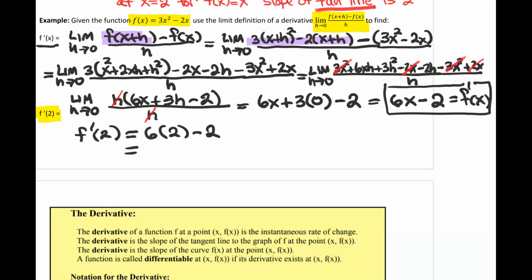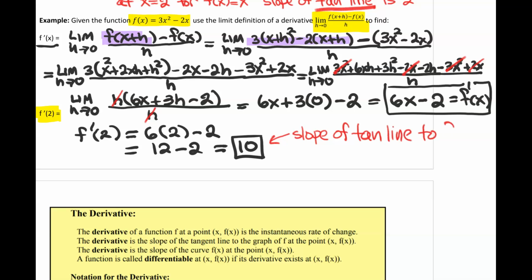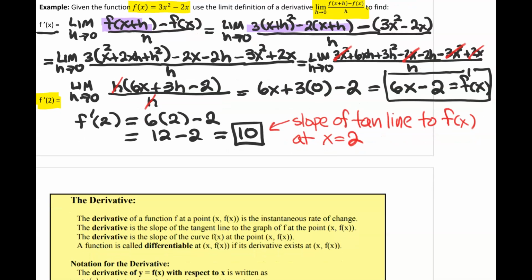So here's what I end up with. 12 minus 2. I end up with my derivative at 2 is 10. So what this right here tells me, this 10, is the slope of the tangent line to my function at the x value of 2. Okay? Also known as the derivative of the function at 2. Okay, those are all interchangeable words.